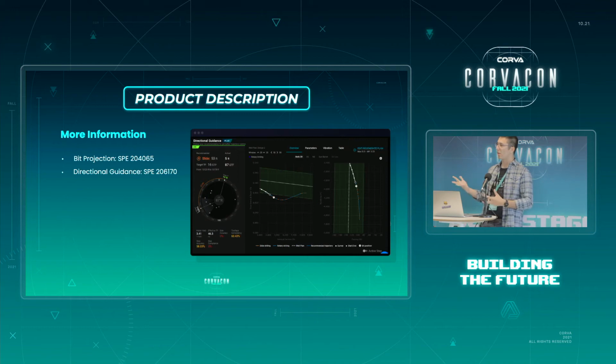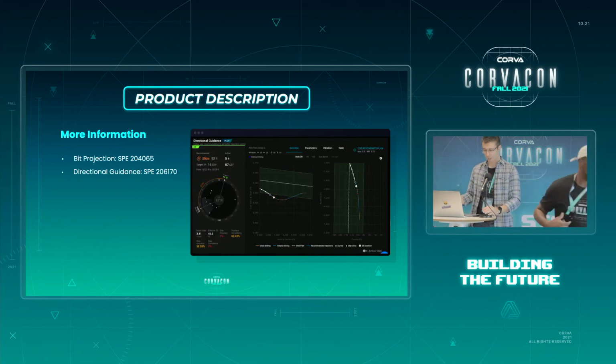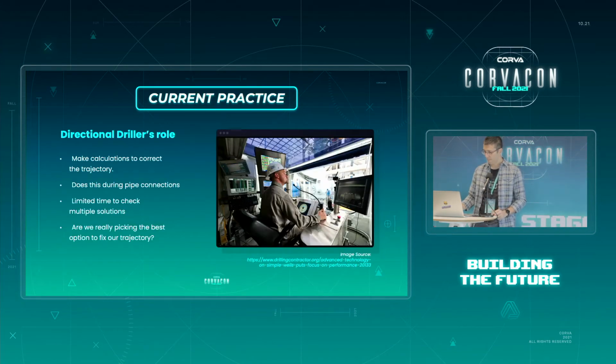about the engineering of this work in these two Society of Petroleum Engineer papers. So you can take a look to get a more in-depth overview of the drilling engineering part of it. But today's talk, I'm going to focus more on the software side of the development. Okay, so just a quick note on how the current practice is in the field.